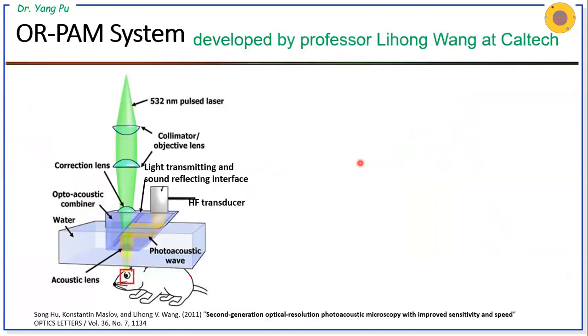So optical resolution photoacoustic microscope was developed by Professor Lihong Wang at Caltech. To achieve optical resolution, the key component is made up of two prisms with a gap. The gap is filled with silicone oil, whose optical refractive index is matched with the prism, allowing us to transmit light through this component to reach the imaging target.